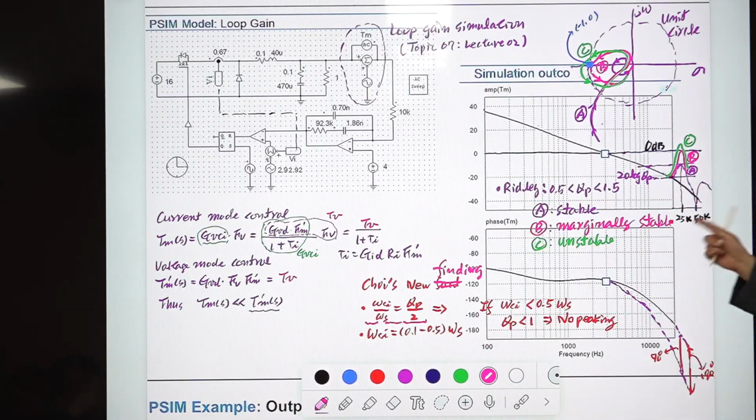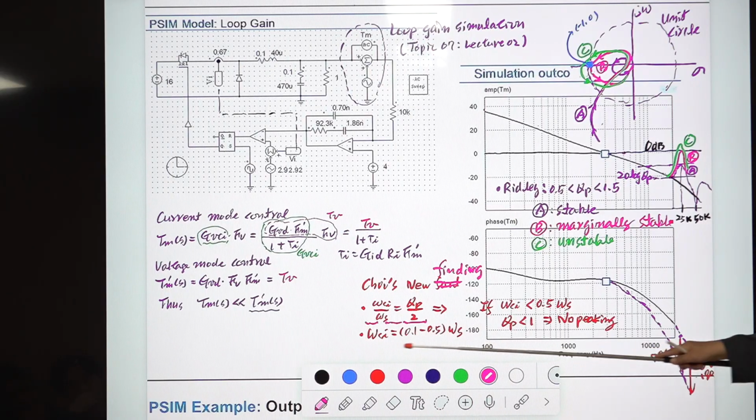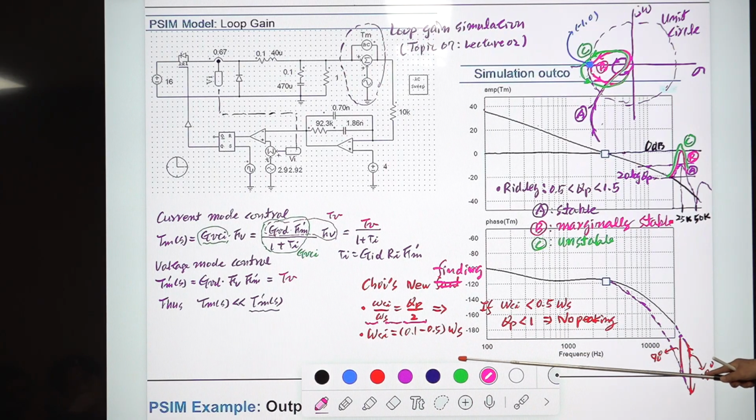Using this new model, you design the feedback compensation according to his rule and select the value QP of 2. Then that is the same as omega Ci equal to omega S. So there is a one-to-one correspondence between these two guidelines. So this new finding is actually unnecessary.